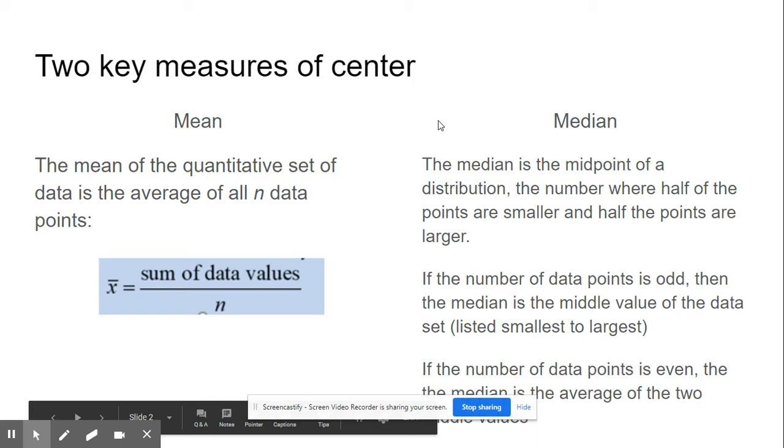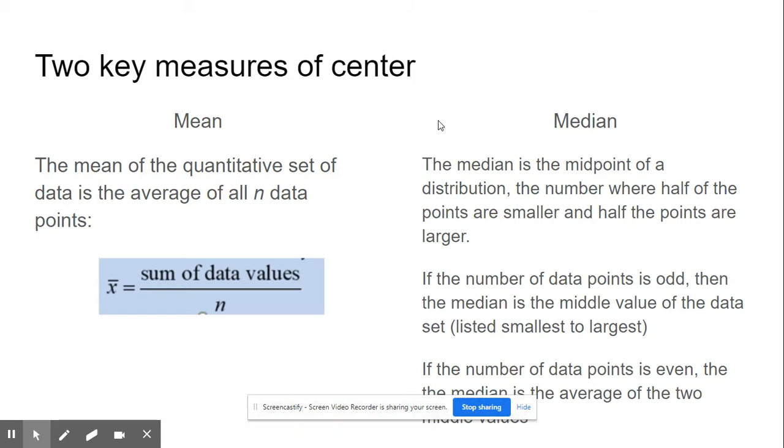There are two key measures of center, the mean and the median. The mean of a quantitative set is just the average of all the data points. You add up all the data points and you divide it by the number of data points, n. Mean is also known as x bar, which is x with a middle line over it.